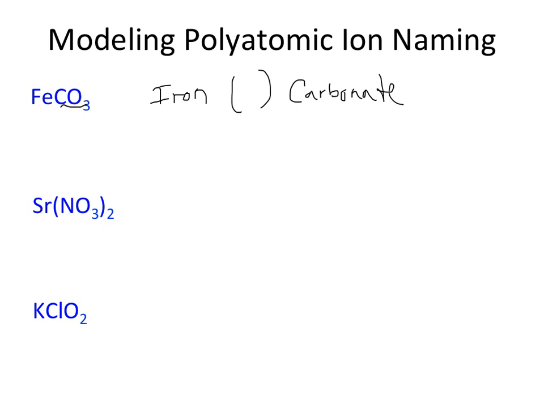Okay, so iron something carbonate, right? Well, we have to figure out what the charge on iron is. We know that carbonate is a CO3 2- ion. I have one carbonate ion for every one iron. So in order to balance out the -2 on this single carbonate, I have to have a +2 on my iron. So my parentheses are going to have the Roman numeral 2. So iron(II) carbonate is how we're going to name this compound.